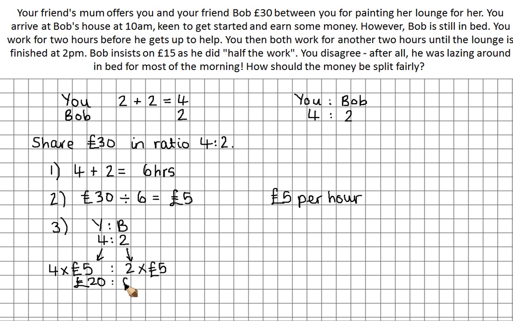Now that seems much fairer because you worked for twice as long and you've got twice the amount of money. Now just to check that we've not lost any money on the way, you are given £20, Bob is given £10, and this adds up to the £30 that you were originally given. So that we know we haven't lost any money along the way.